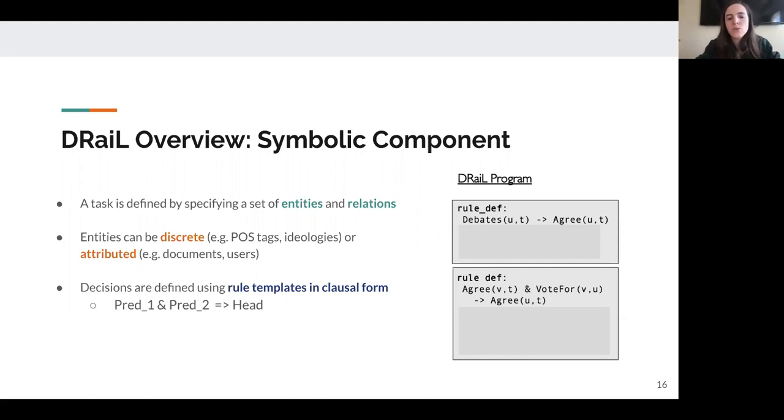And then decisions can be defined using rules in clausal form. Clausal form basically says a conjunction of atoms implies an atom. So, like, predicate 1 and predicate 2 imply head. I modeled two simple things here. For example, if a user debates a topic, I'm going to try to predict whether that user agrees with that topic. And in the second rule, voter V agreed with a topic, and voter V voted for user U, meaning they voted for the argument that user presented. So that means that user also agrees with that topic, right? So this is some relation that we know is going to hold or is likely to hold, and we can explicitly state it. This is the symbolic component, and this is one example, but you can model anything you want. You can define any type of entity, any type of relation, and write down rules in this way to capture the dependencies that you're interested in capturing.